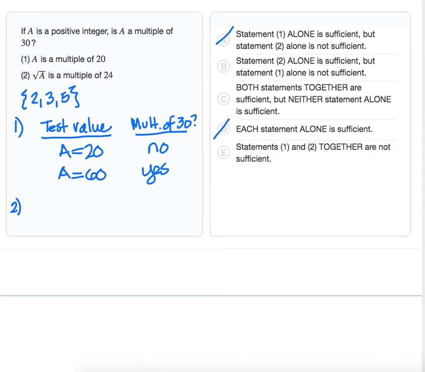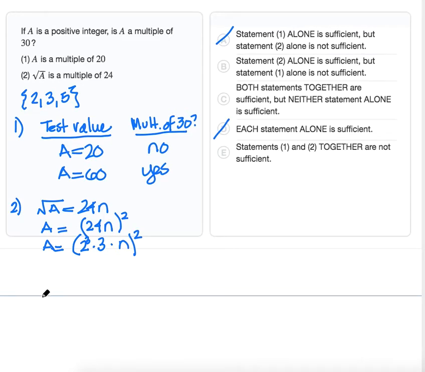Statement 2 says the square root of A is a multiple of 24. That means that for some positive integer n, the square root of A has to equal 24 times n, which means if we square both sides, A is going to be equal to (24n) squared. Doing a little more simplifying by factoring 24, A is equal to (2 cubed times 3 times n) squared.